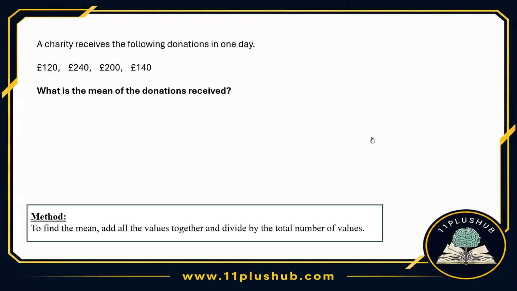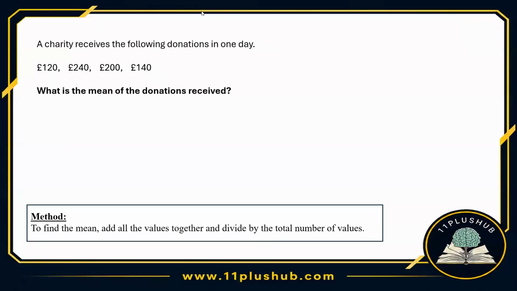Alright, if you answered and I never said your name, well done, Kiva, very good. Please don't worry too much about it, but do watch very closely at what I'm about to do so that we can get the next one correct, alright? It says a charity receives the following donations in one day: £120, £240, £200, £140. And then it asks us to find the mean of those donations, right?